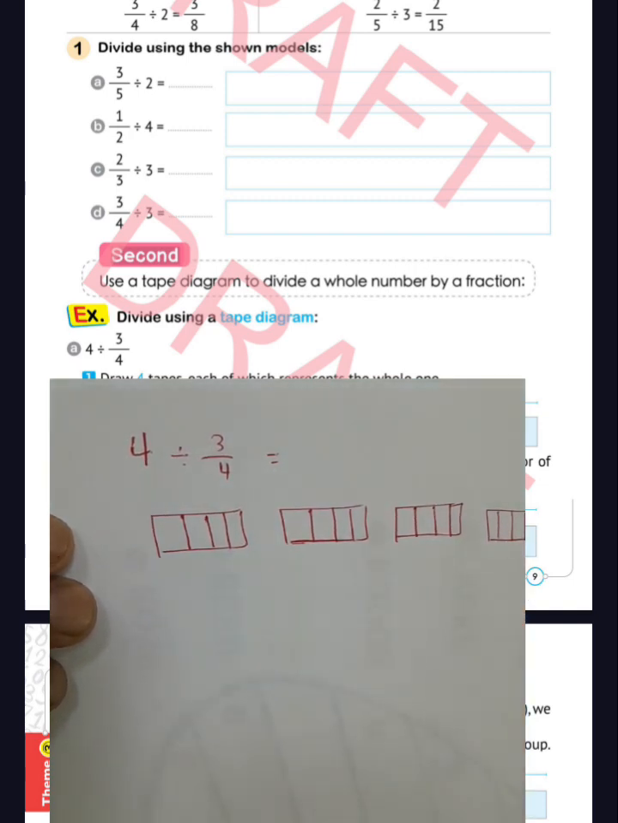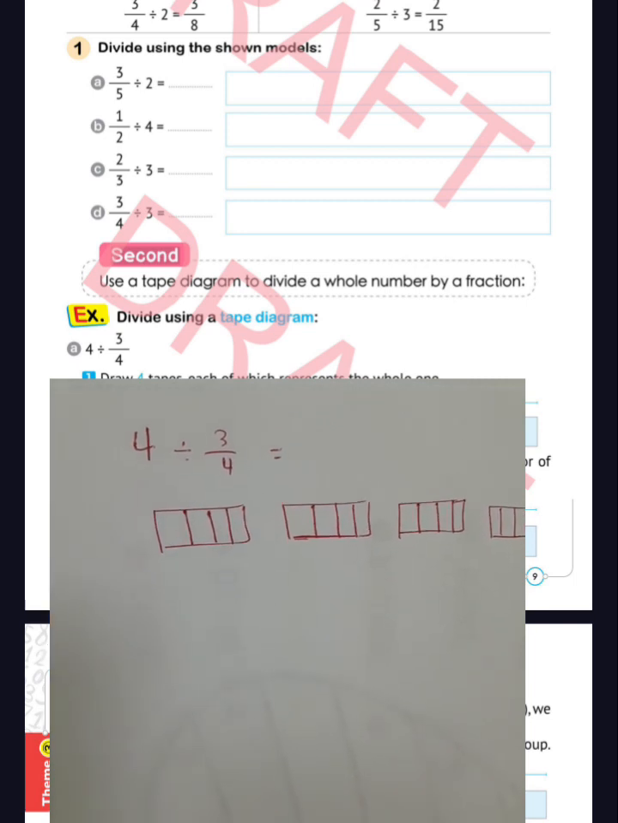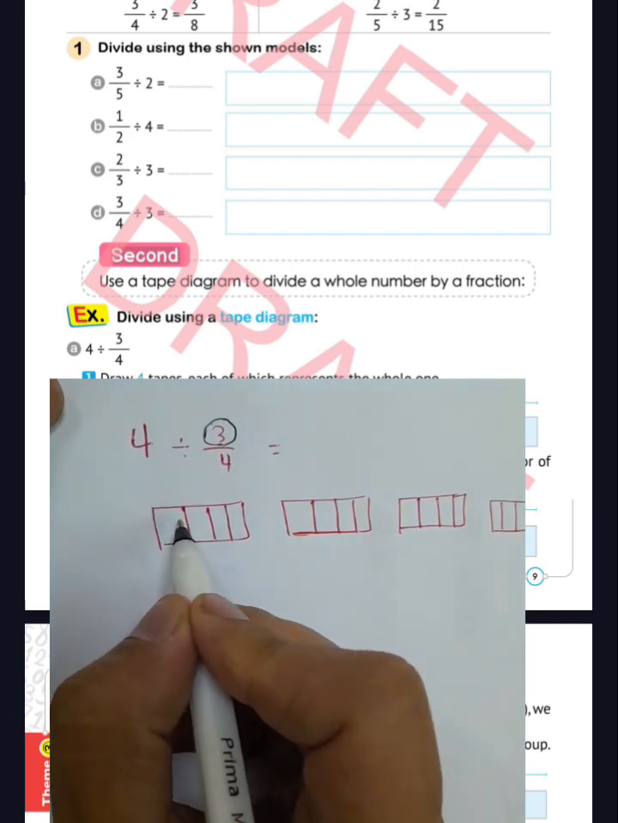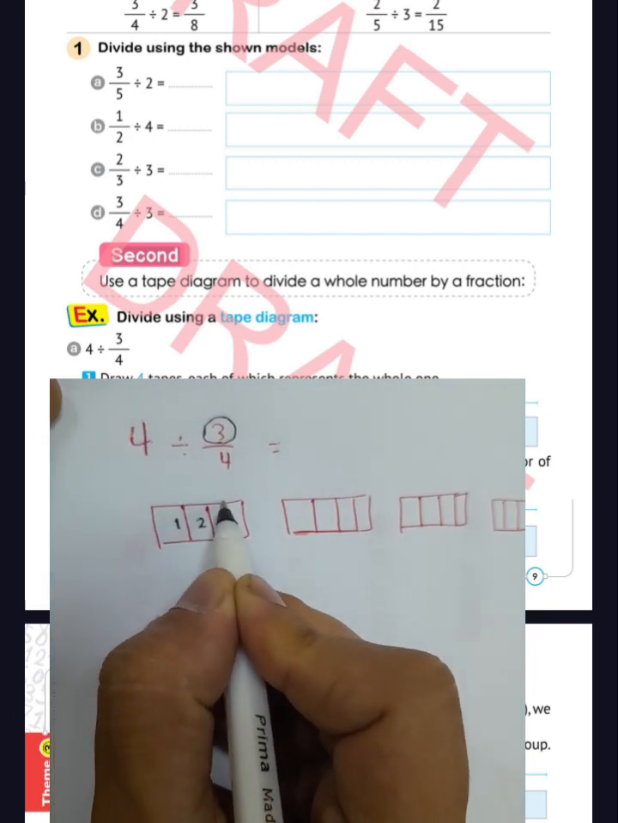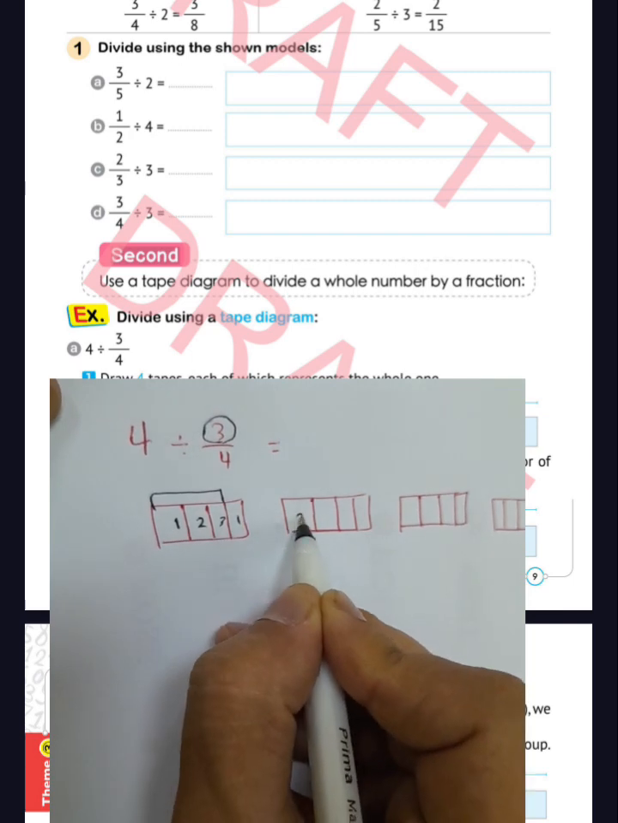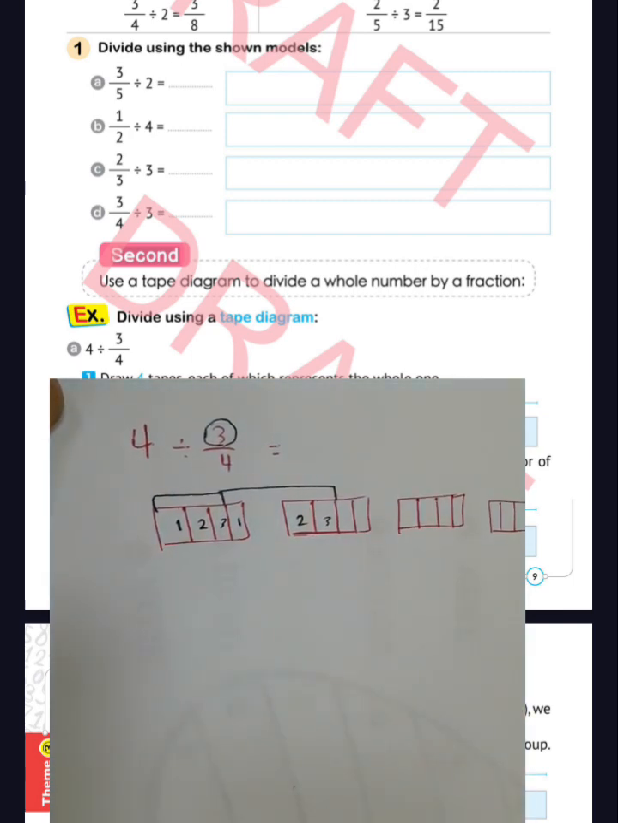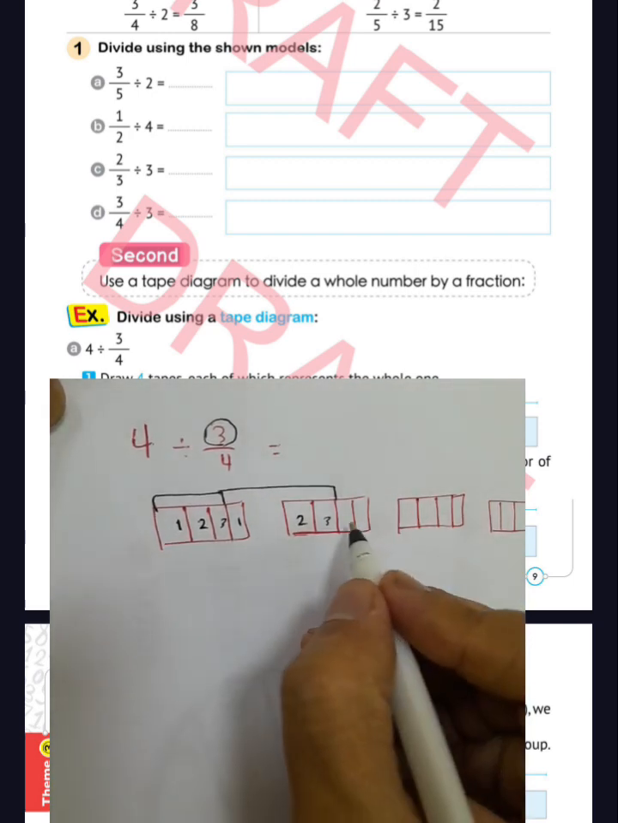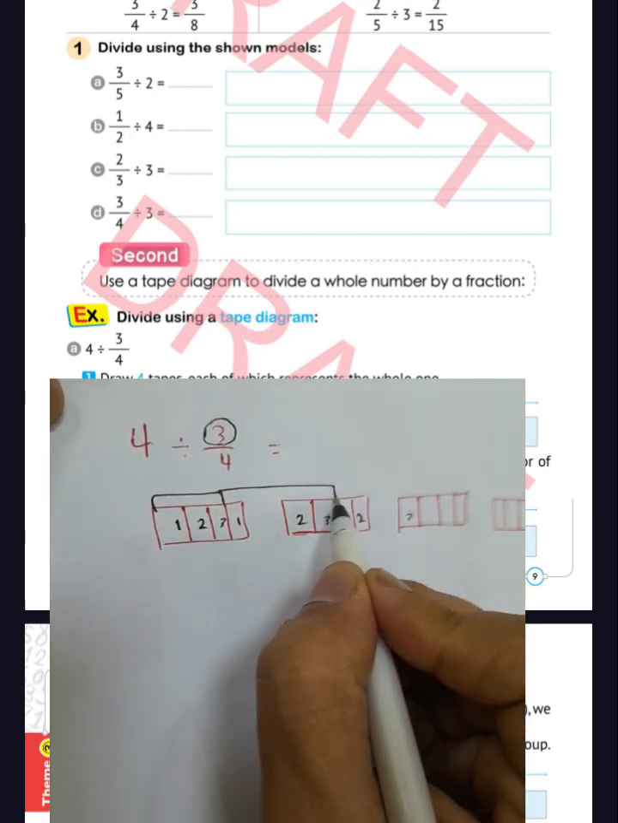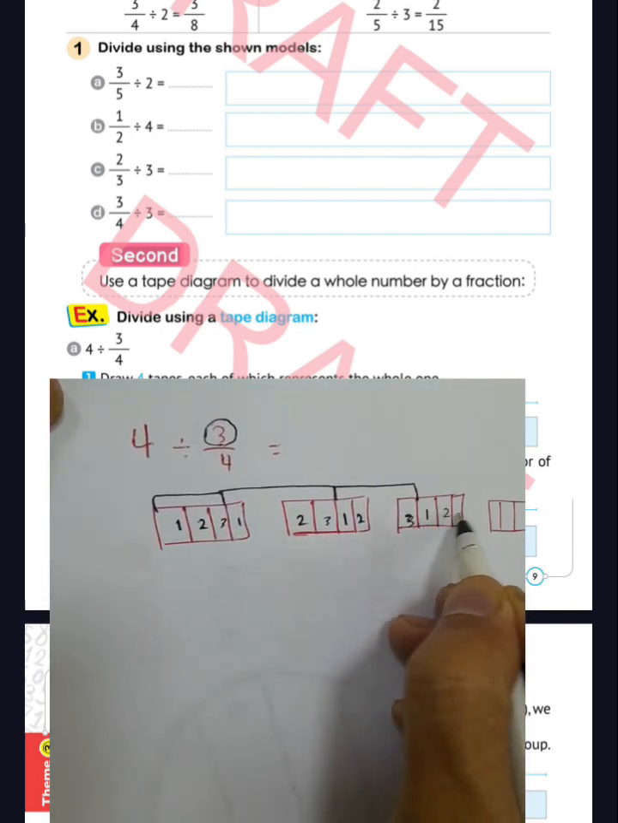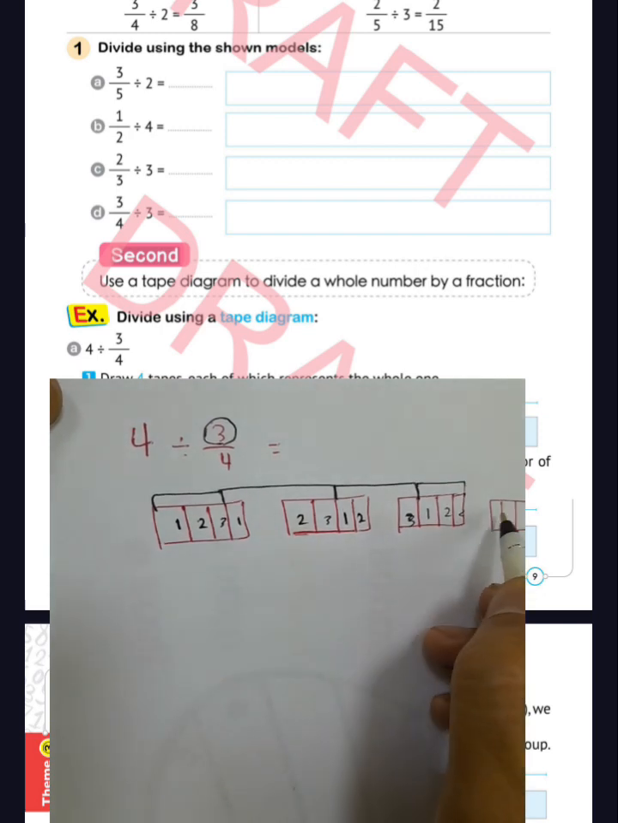And we will choose 3 from it. 1, 2, 3. We have 3 here. 1, 2, 3. And it contains here 1, 2, 3. And here 1, 2, 3. Count with me. And here 1, 2, 3.